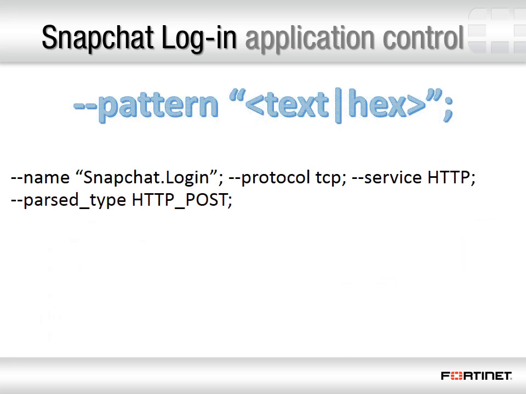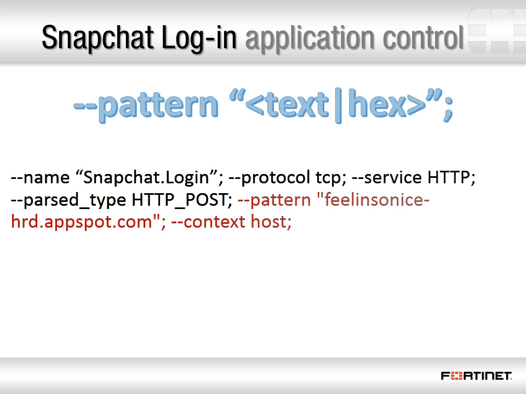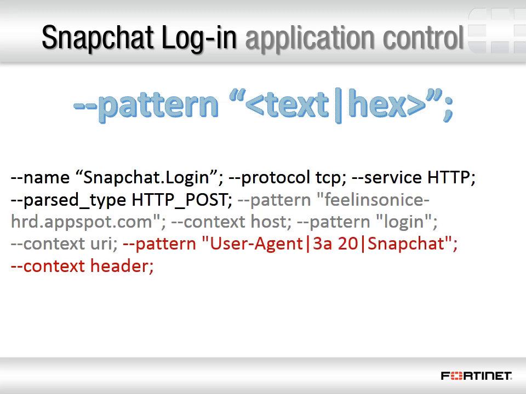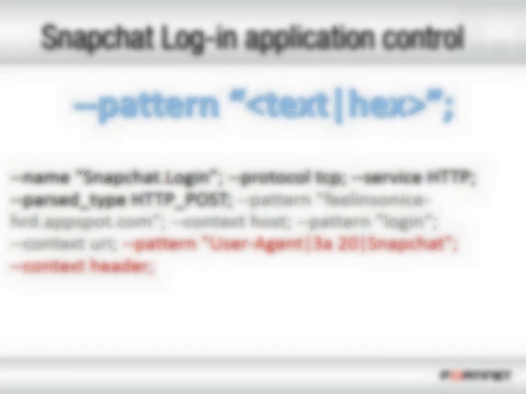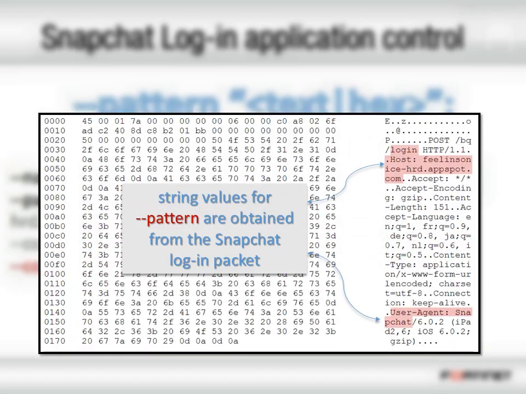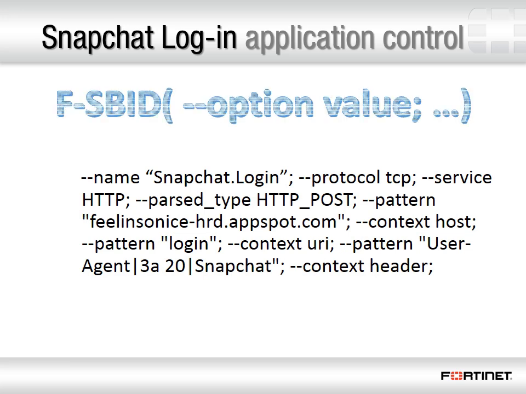Next, we'll add pattern strings for the host, URI, and user agent. OK, again we prefix with f-sbid and enclose in parentheses.